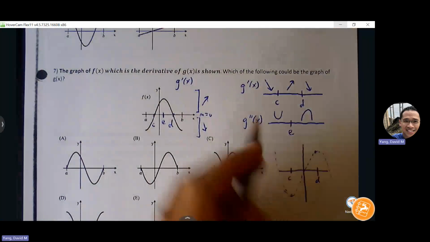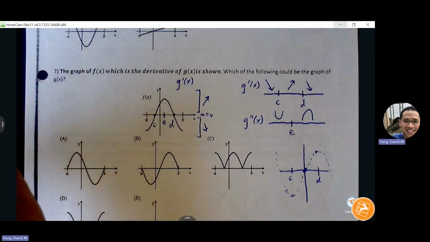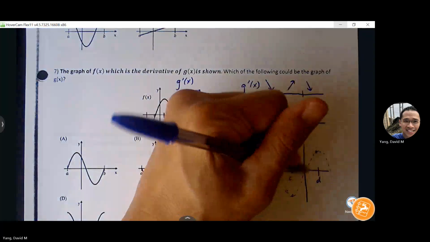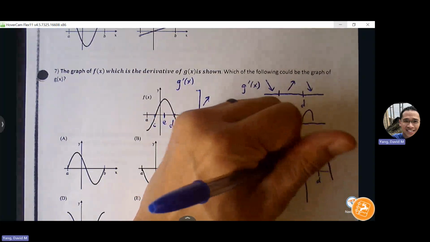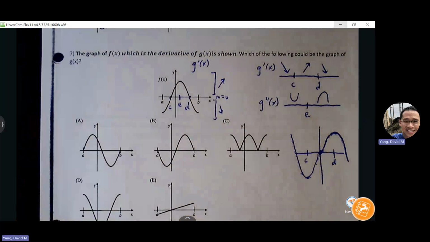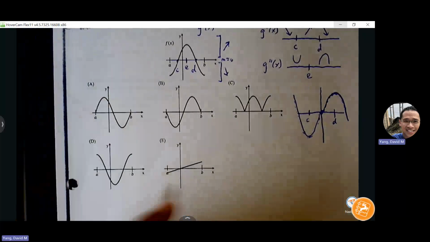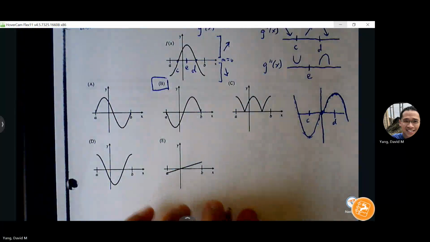I know there's a point of inflection at E, so I'm going to just choose E as some point here, concave up followed by concave down. And my graph may be a little bit off-centered, but at least I can get that shape. And that shape is all I need for me to match with answer choice B.